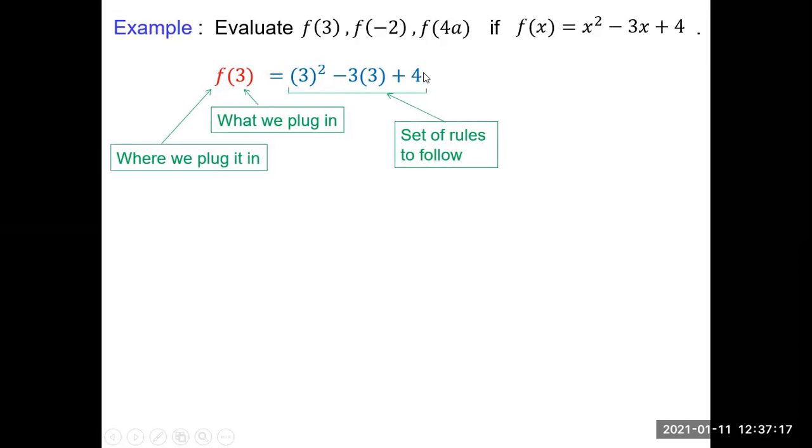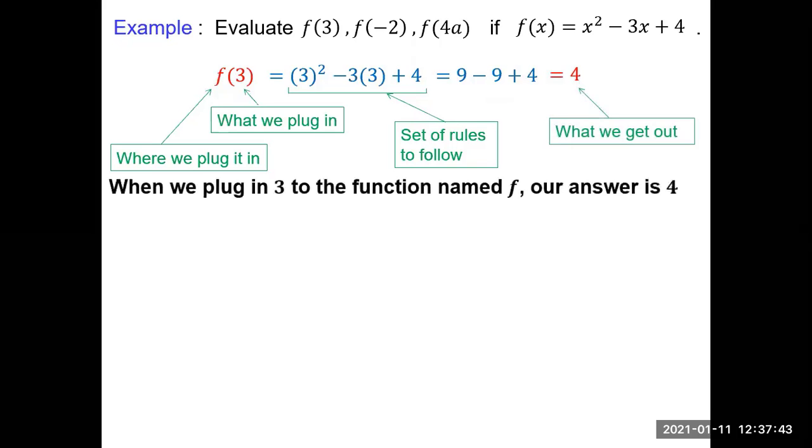and simplify. Notice that 3 squared is 9. 3 times 3 is also 9. 9 minus 9 plus 4 gives me an output of 4. And now the beauty of this notation is saying that if f of 3 equals 4, that means when I go to the function named f and replace the input with 3, my output will become 4.